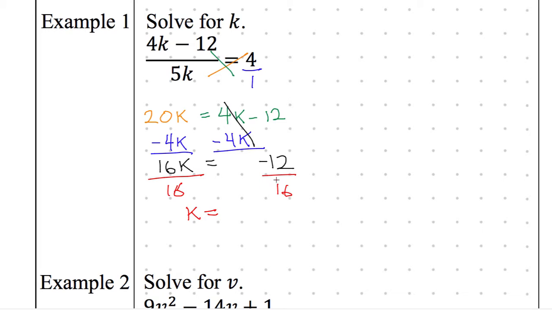Reduce the fraction. Is it -3/4? It is indeed negative 3 over 4. I can divide the top and bottom by 4. So divide by 4, I get negative 3. Divide by 4, I get 4. There's our answer. K is indeed equal to negative 3/4. Go ahead and turn in your card. Thank you, thank you.